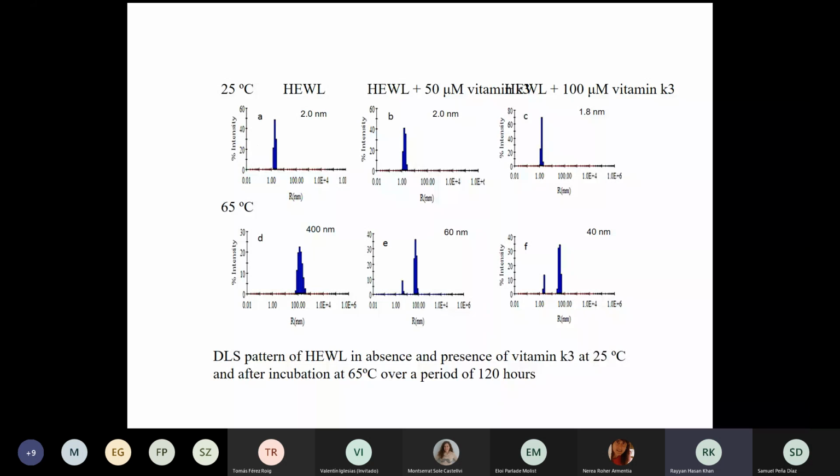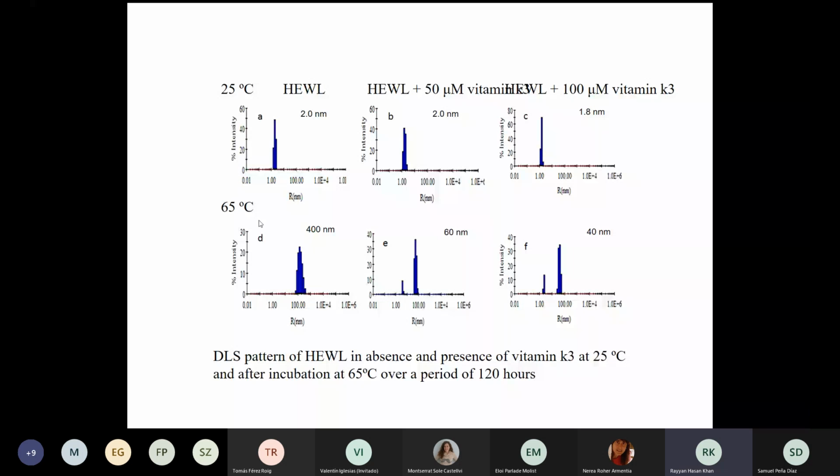Here we have taken lysozyme at 25 degrees centigrade. You can see the hydrodynamic radius is around 2 nanometer. And in the presence of 50 and 100 micromoles of vitamin K3, the hydrodynamic radius remains almost the same, 2 or 1.8, almost the same.